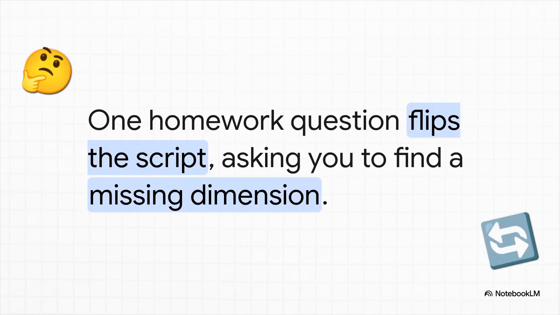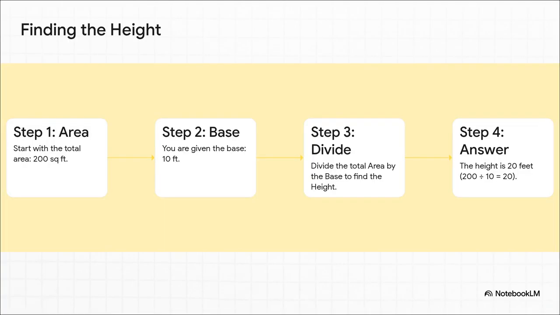But there's one homework question that really stands out because it completely flips the script. It actually asks students to think in reverse, which is a critical skill for any kind of problem solving. So this time, instead of being asked to find the area, you're given the area, 200 square feet, and you're given the base. So how do you find the height? Well, you just work backward. You reverse the operation. You divide the total area by the base you already know, and that gives you the missing piece, 20 feet. It's a really clever way to test if you truly understand the concept.